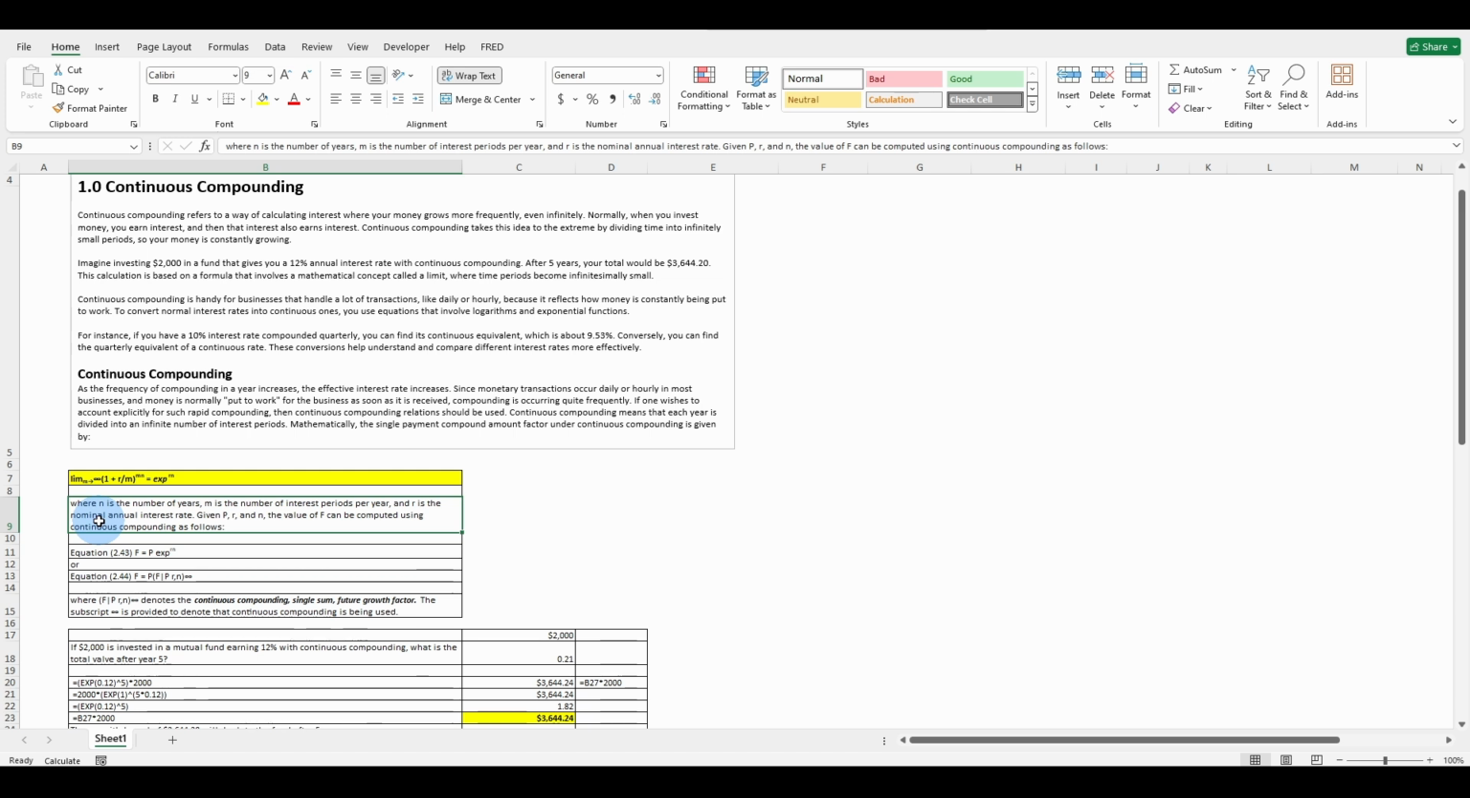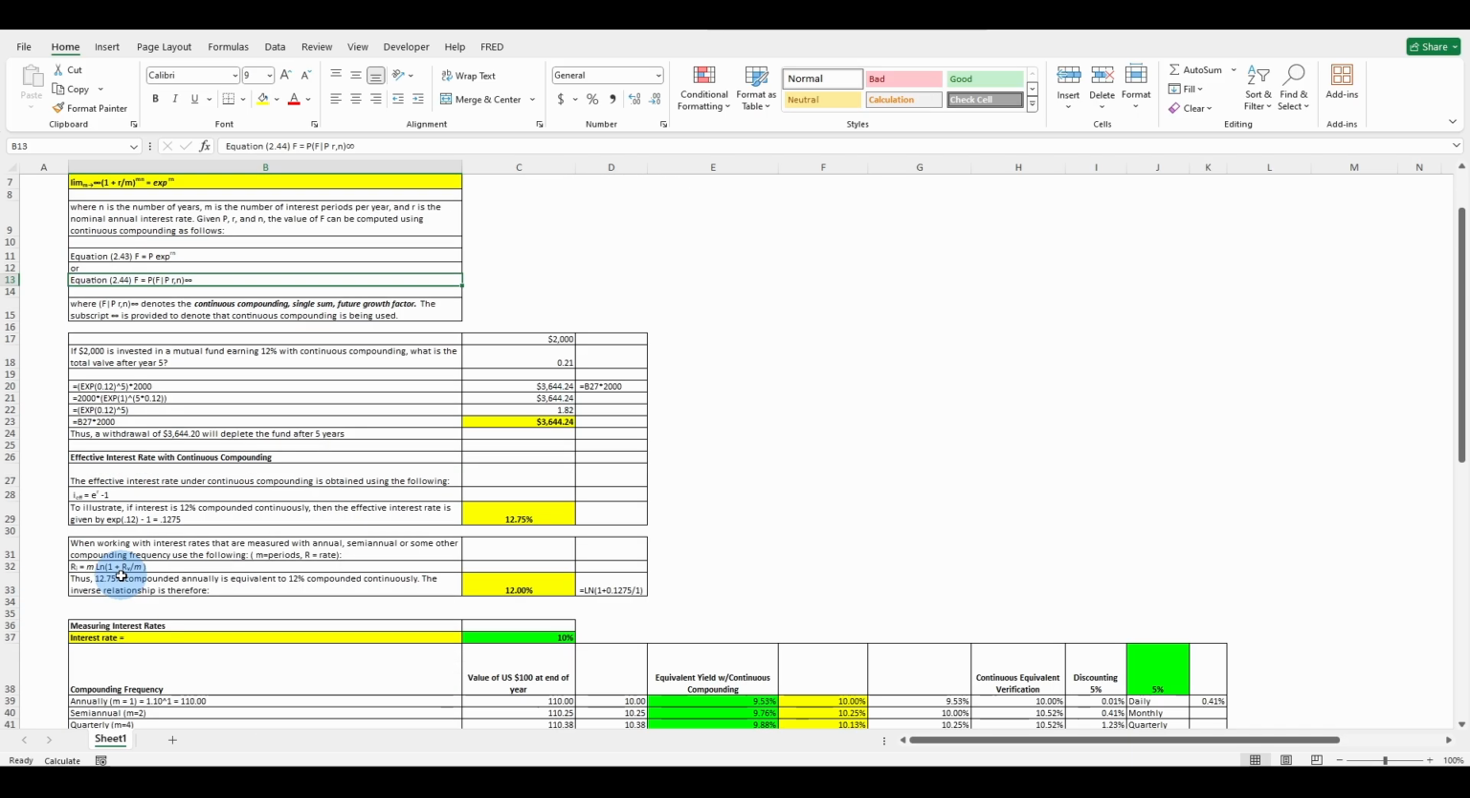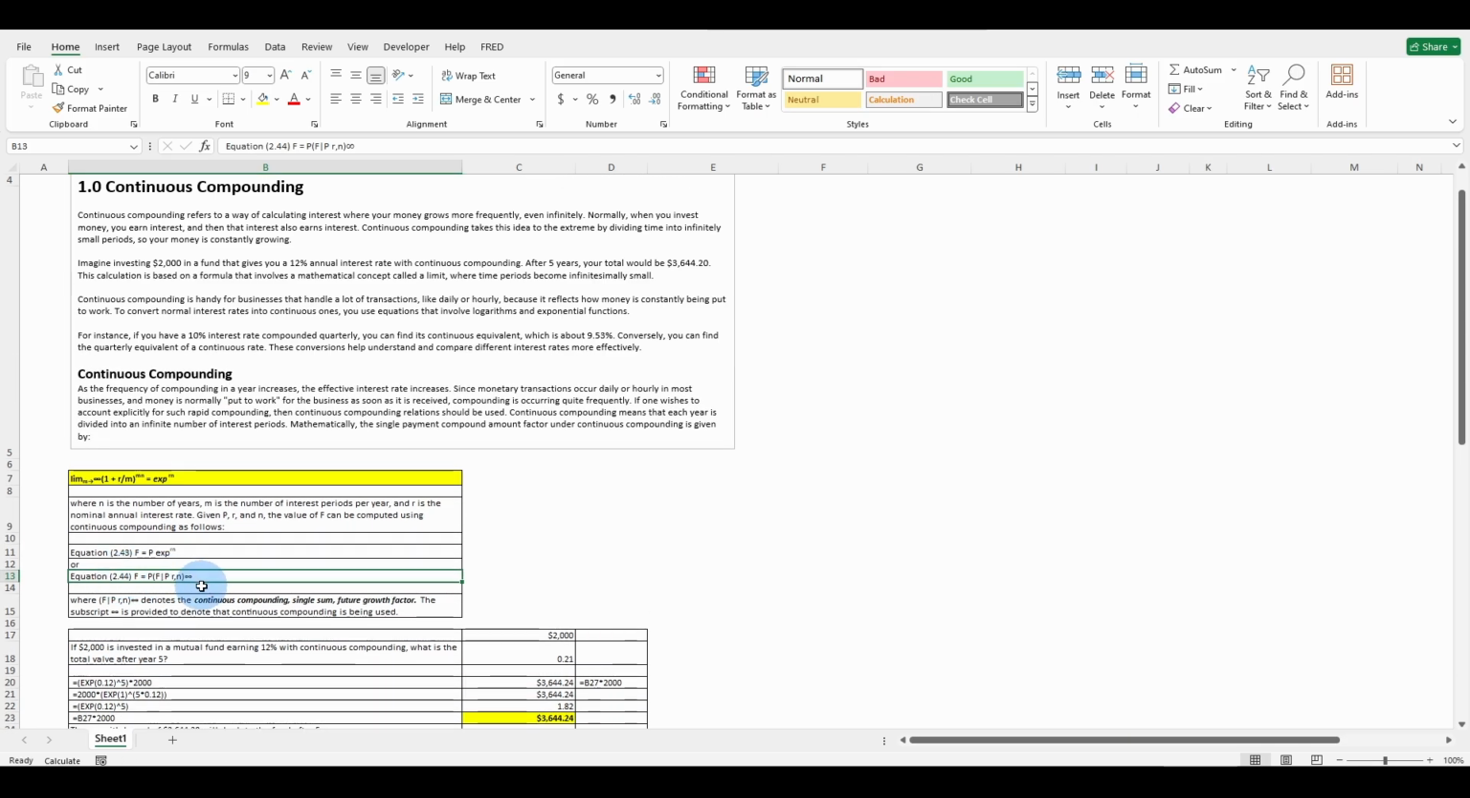Given P, R, and N, the value of F can be computed using continuous compounding as follows: EXP, R to the N, or EXP, and then this right here is old school stuff. I don't use it. Why? Because it makes absolutely no sense to me. Where P of N denotes the continuous compounding single factor. No.